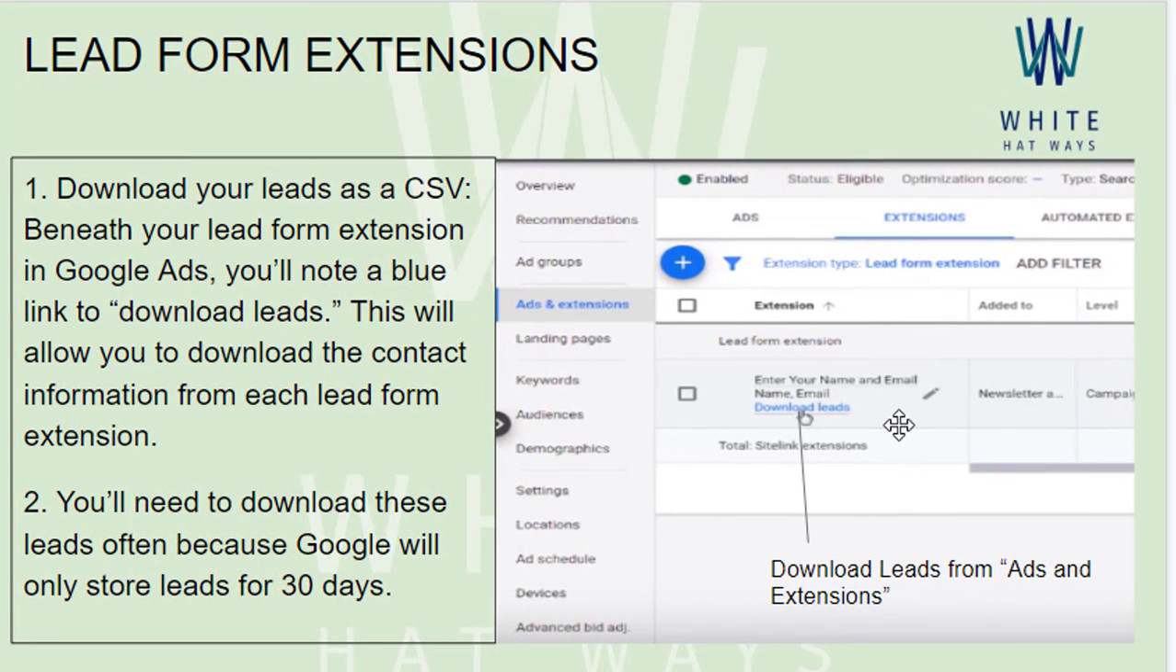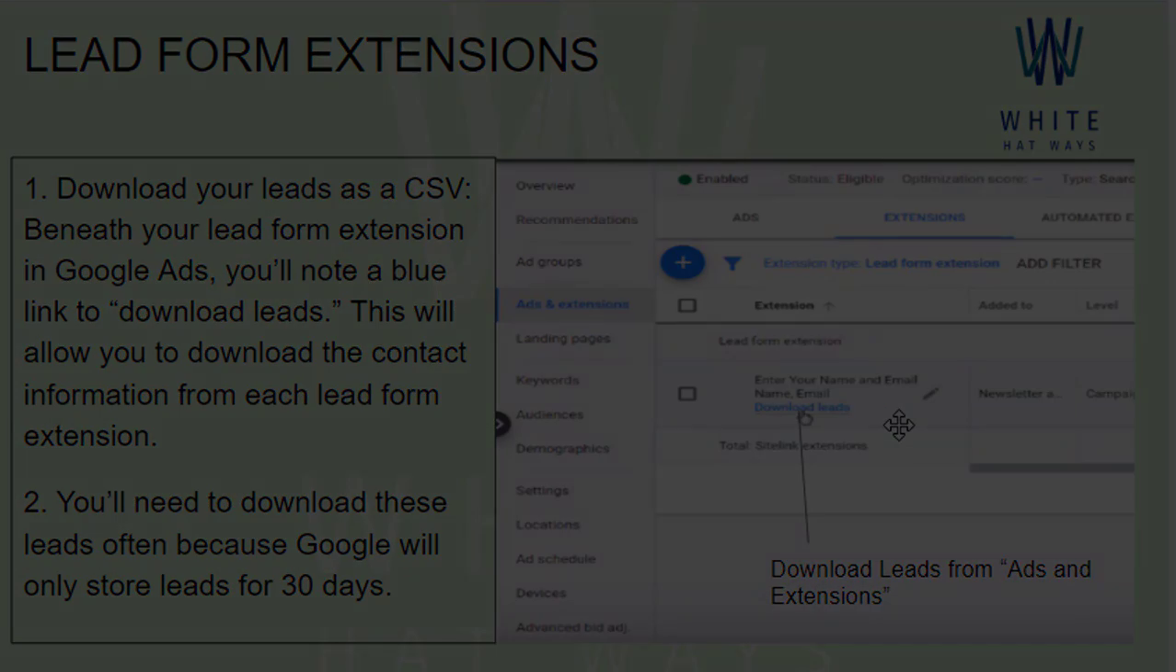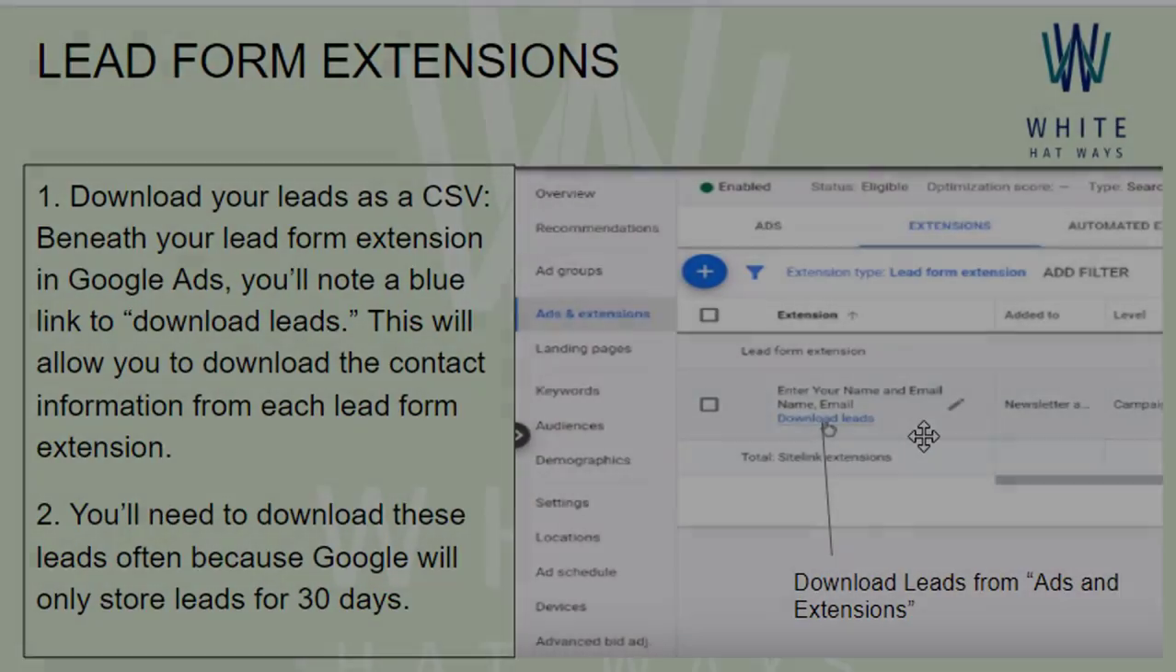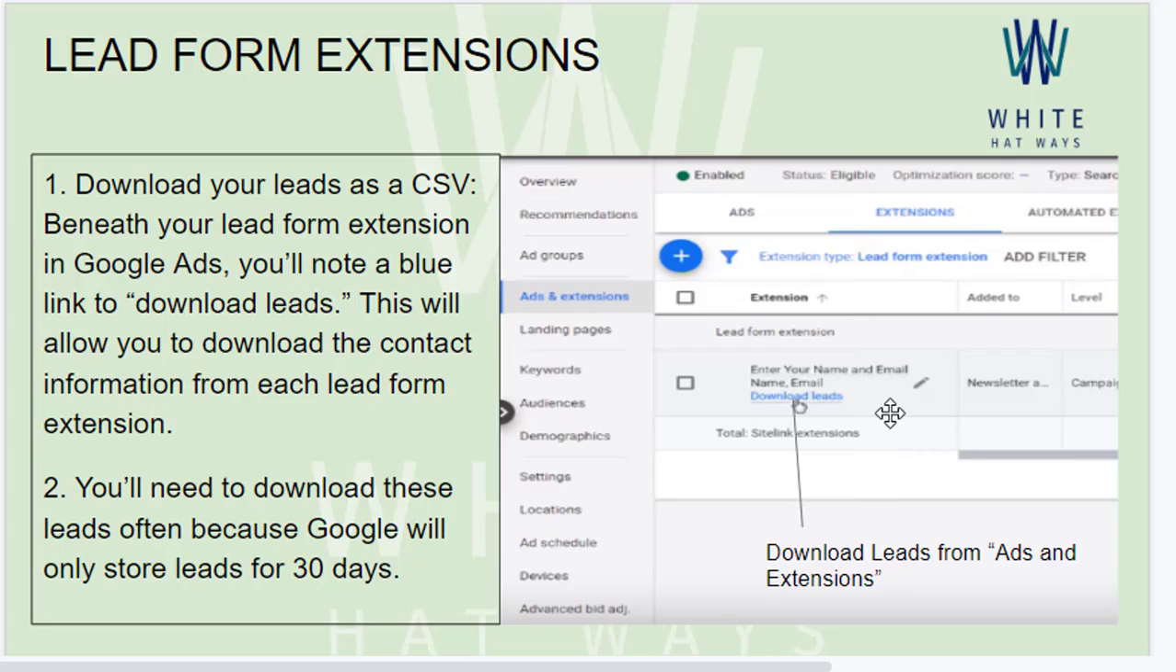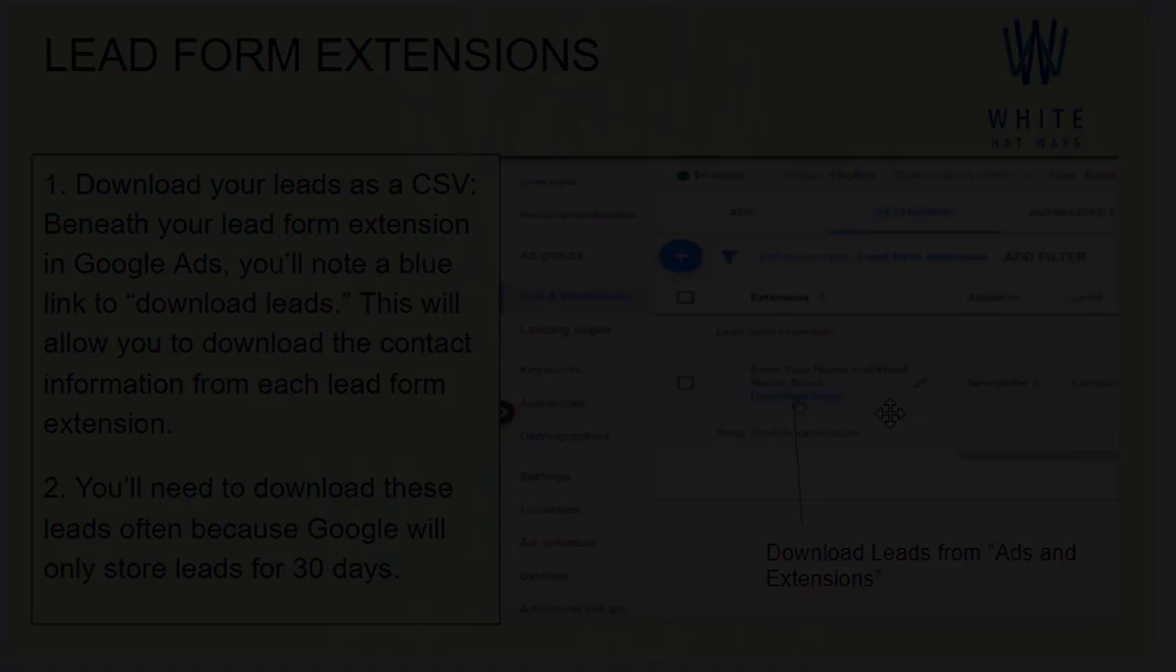Now the second point says you will need to download these leads often because Google will only store these leads for 30 days. So all the leads from these prospective buyers would be stored only for 30 days and not more. So for that reason, you need to download them prior to that particular period getting expired. So you need to download them pretty often. So with this, let's move on to the actual campaign and see how to set up the lead form extensions.